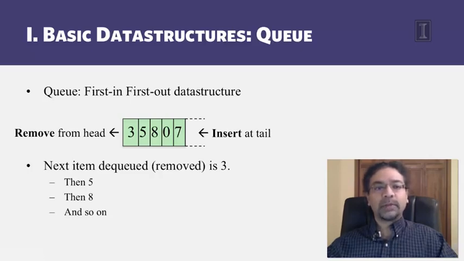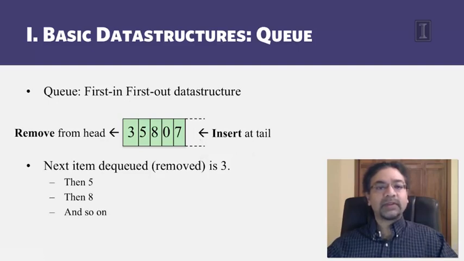When you remove an element from the queue, you remove it from the head of the queue. In this case, the head is the element 3. When you insert a new element, you insert it at the tail of the queue, which means that if I insert a new element, say 1, it's going to get inserted right after 7 in this queue. So removal always comes from the head, while insertion always happens at the tail.